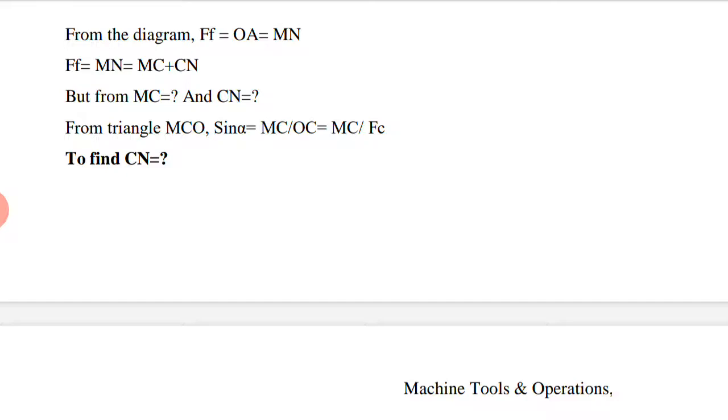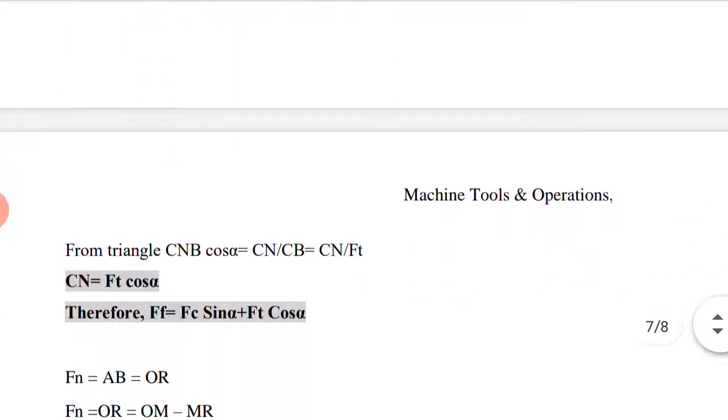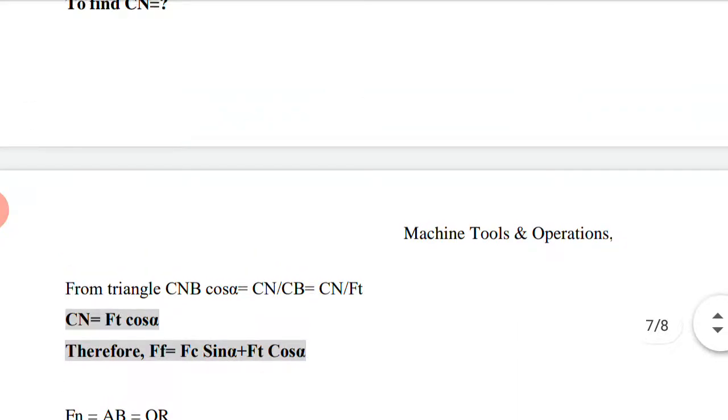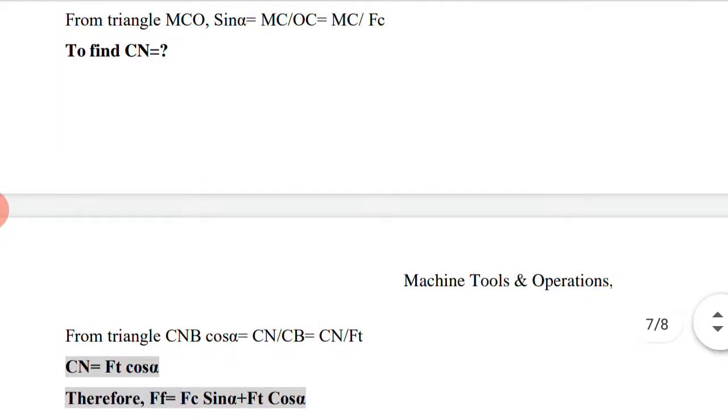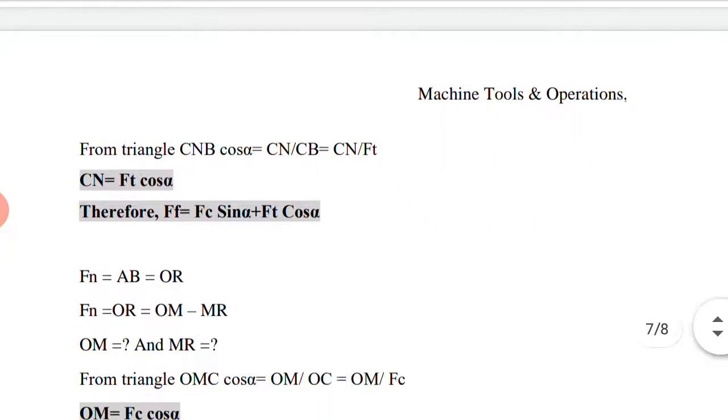From triangle MCO, sin alpha is equal to MC by OC, which is MC by Fc. To find CN, from triangle CNB, cos alpha is equal to CN by CB, which is CN by Ft. CN is equal to Ft into cos alpha. Therefore, Ff is equal to Fc sin alpha plus Ft cos alpha.